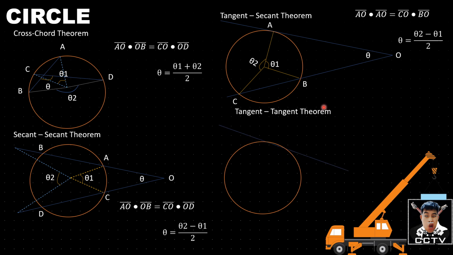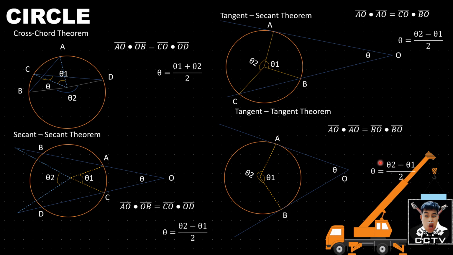Tangent theorem naman tayo. Ito. Tangent lang. Ayan. Yung point nila, connect mo lang sa center. And that is theta 1, theta 2 ito. And this one is theta. And A, B, O. And of course, AO lang. BO, yun lang. And that is, yan nga, minus lahat yan. Cross-chord theorem lang ang plus.